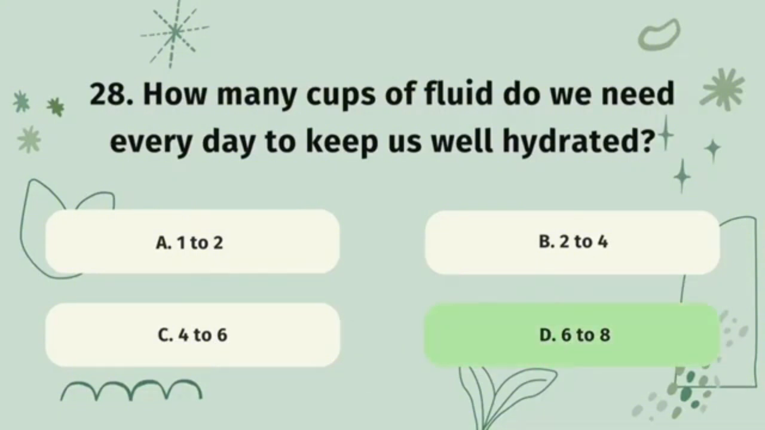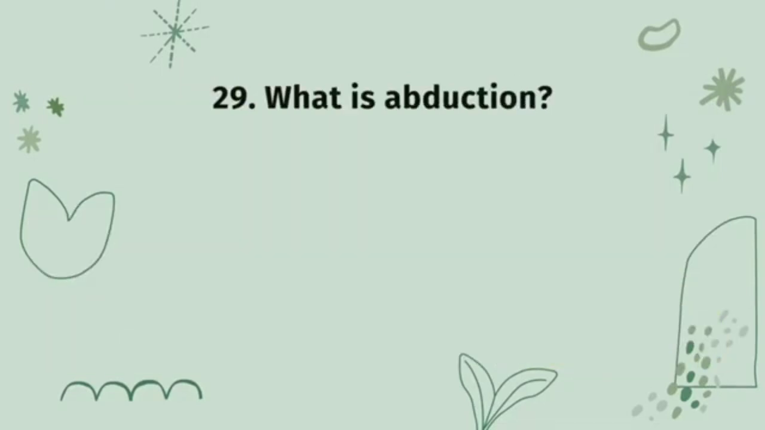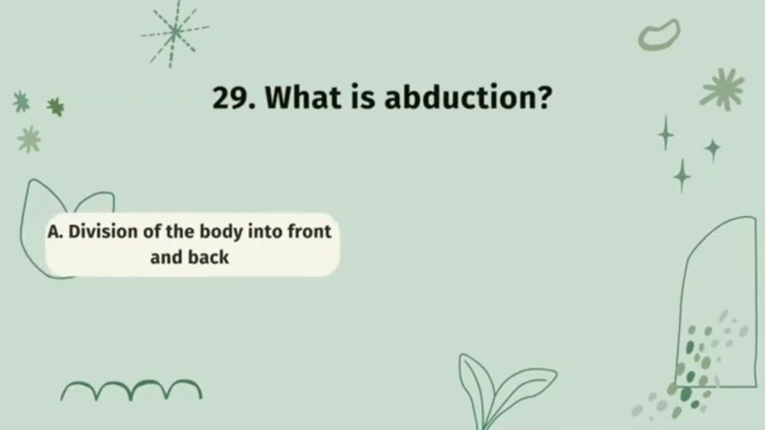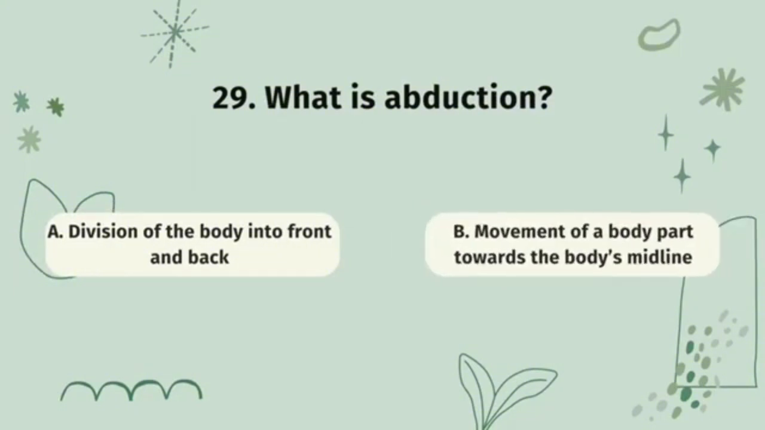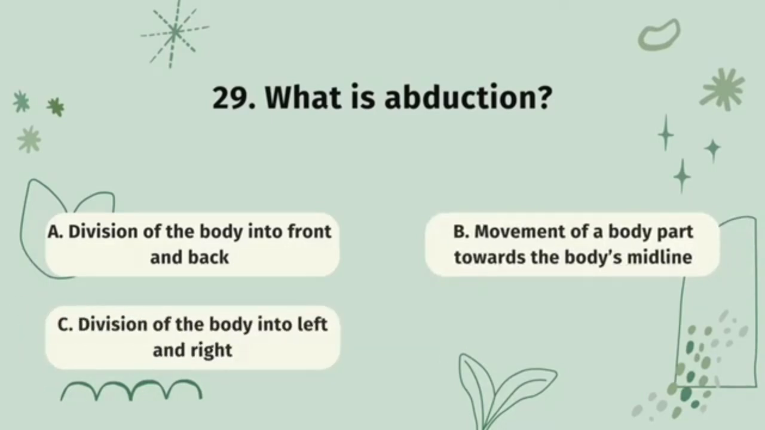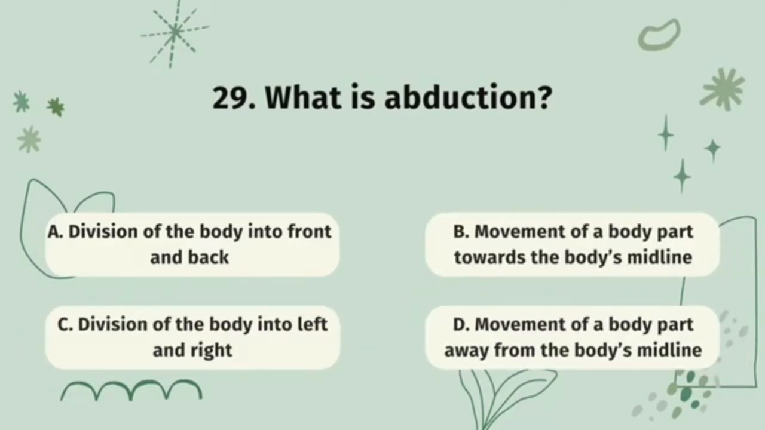The correct answer is D. Question 29. What is abduction? Option A division of the body into front and back. Option B movement of a body part towards the body's midline. Option C division of the body into left and right. Option D movement of a body part away from the body's midline.